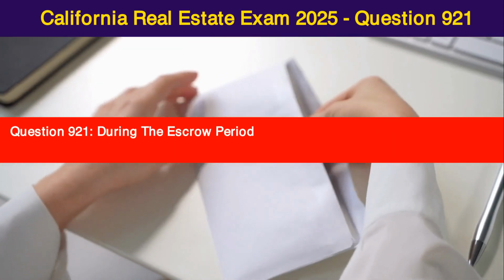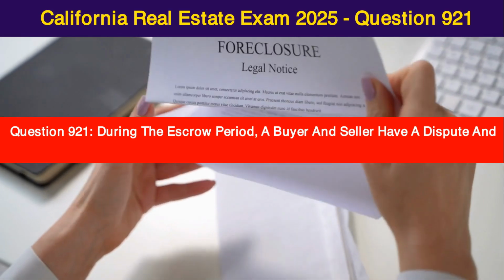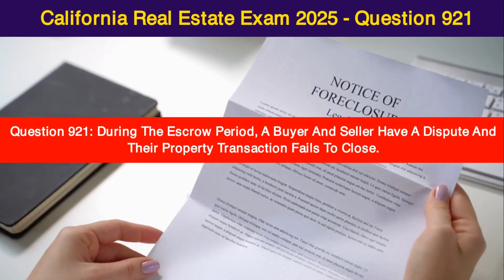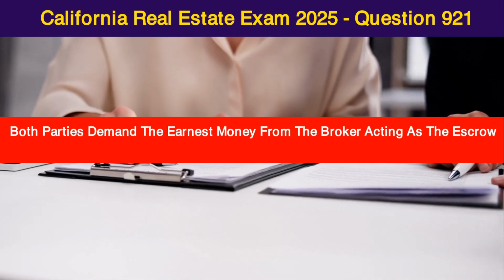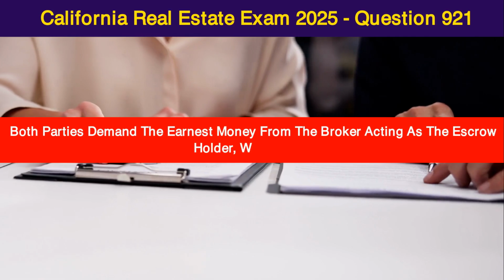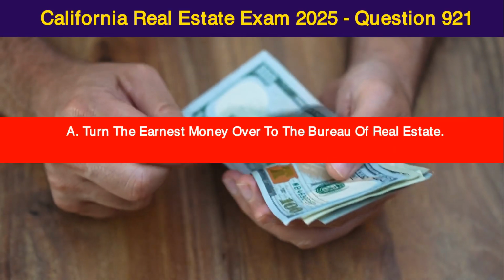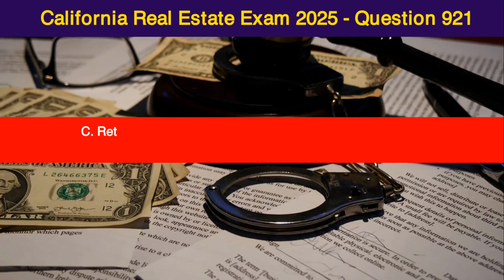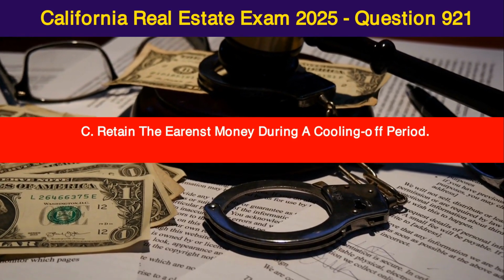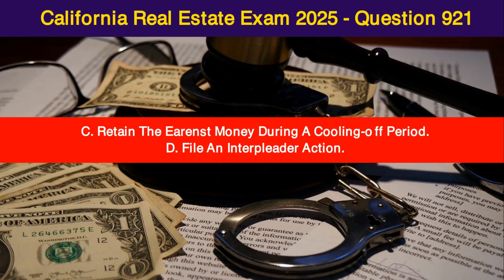Question 921. During the escrow period, a buyer and seller have a dispute and their property transaction fails to close. Both parties demand the earnest money from the broker acting as the escrow holder, who should A. Turn the earnest money over to the Bureau of Real Estate. B. Return the earnest money to the seller. C. Retain the earnest money during a cooling-off period. D. File an interpleader action.